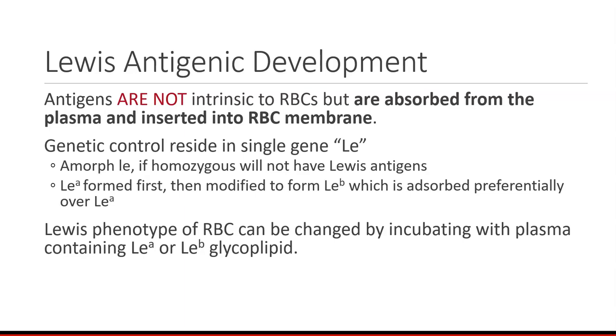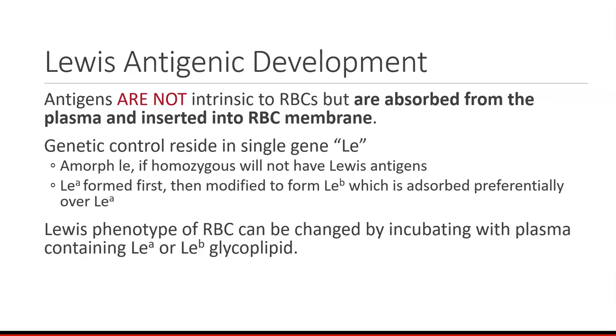You must know about the antigenic development of Lewis. These antigens are not intrinsic to the red cells. You are not born with these antigens built onto your cells, but they're absorbed from the plasma and inserted into the red cell membrane. Is that cool or what? The genetic control resides in a single gene, the big LE. The amorph, the little LE, if homozygous, you will not have Lewis antigens. So if you're little LE, you will not have any Lewis.